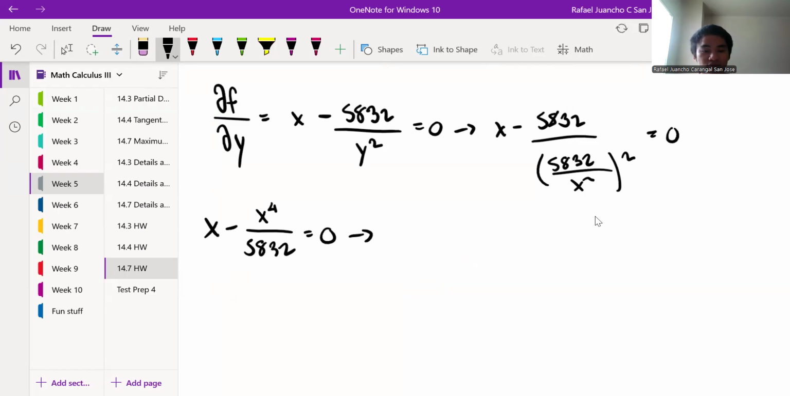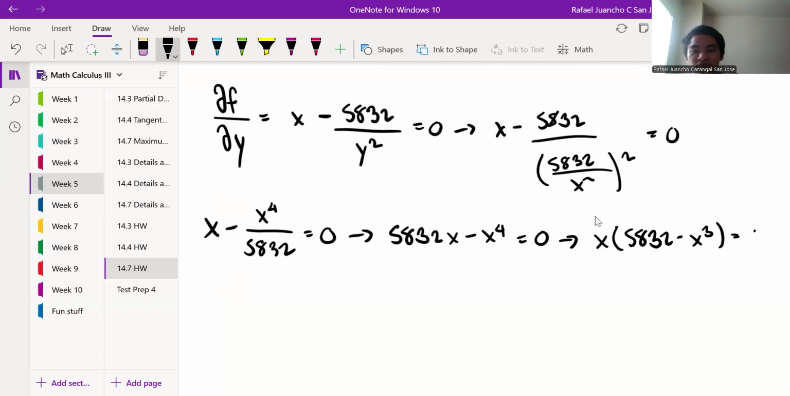I could just multiply 5832 to all sides. So I could just say 5832x minus x to the fourth is equal to 0, right? Just so that I could cancel out my denominator. And then from there, I could factor out my x. So I get something like x times (5832 minus x cubed) is equal to 0. And I could say here x is either 0, and then I could also say 5832 minus x cubed is also 0.